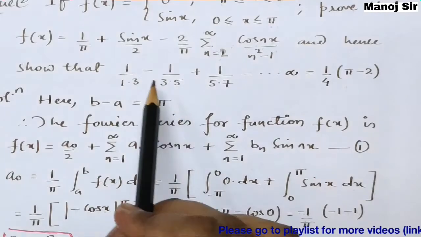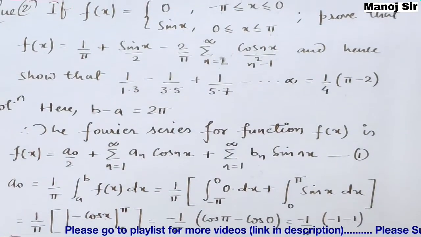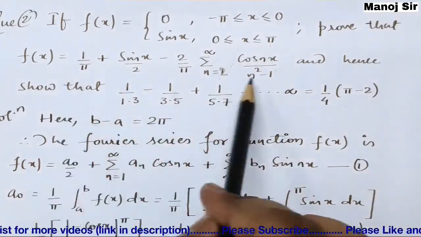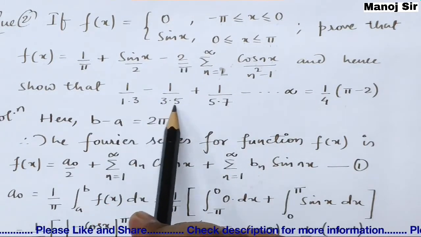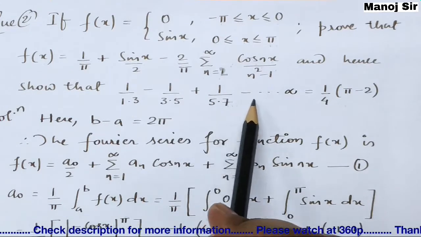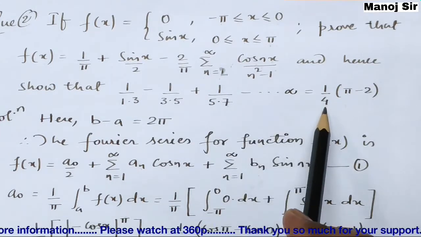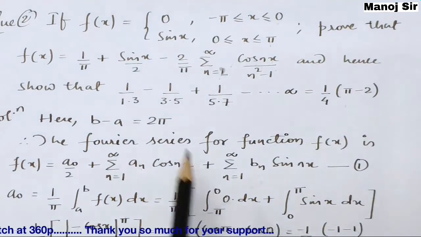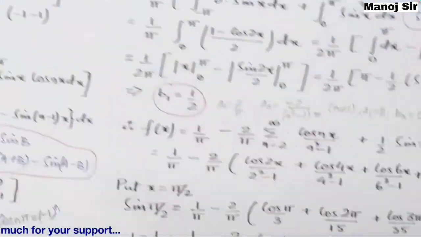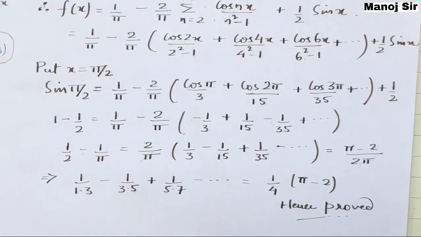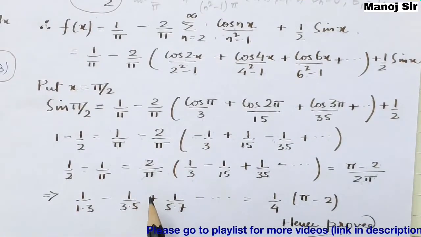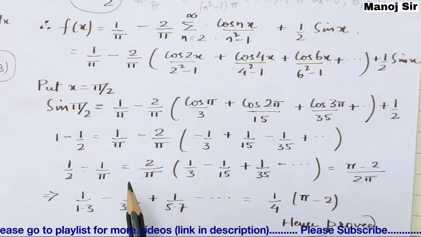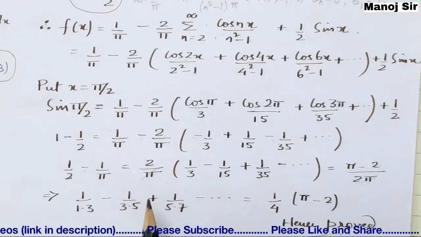Now we need to prove one more thing, that is this part. After, yes, we have proved this first part, now we need to prove the second part, that is 1 upon 1 into 3 minus 1 upon 3 into 5 plus 1 upon 5 into 7 minus dot dot dot equals 1 upon 4 into (pi minus 2). To get this value, you need to remember at what value of x we are going to achieve this result. If you don't remember that value of x, then don't go for this part.